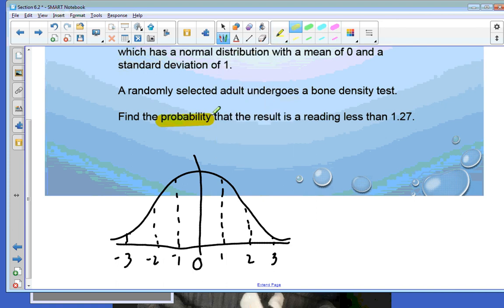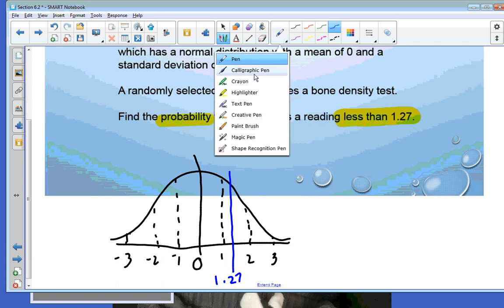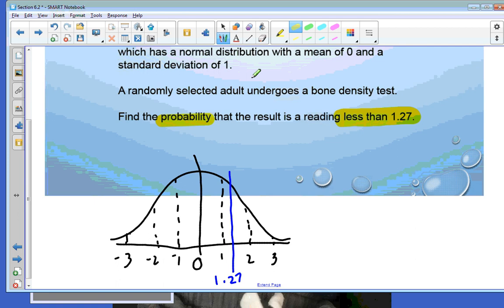But I want to find the probability that the result is less than 1.27. So I have to think about first, where is 1.27? Well, obviously 1.27 is a positive number. So 1.27, and you're just sketching, I'm going to write it's right about there. That's my z-score. When it says I want to know the probability of having it less than 1.27, let's get that highlighter back and we're going to shade the area that we're looking for. And that's this area because that's less than 1.27.